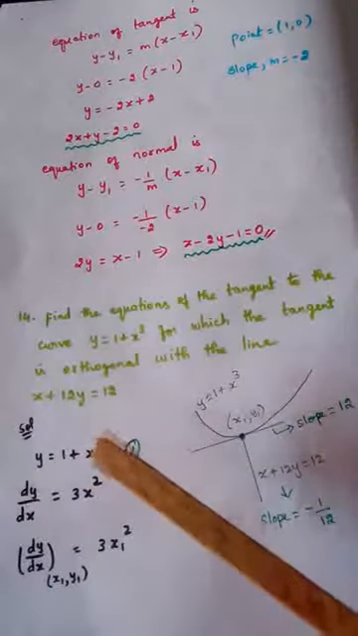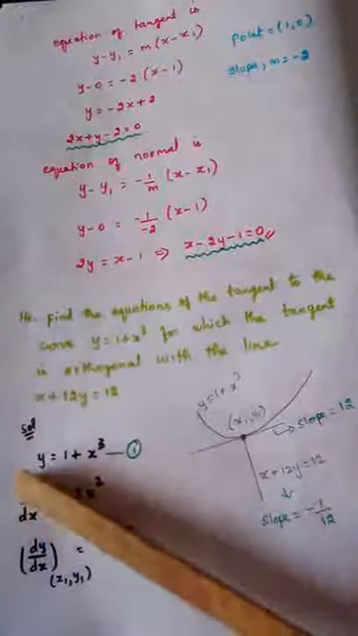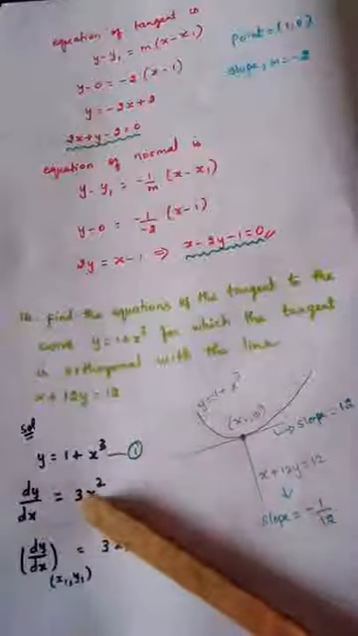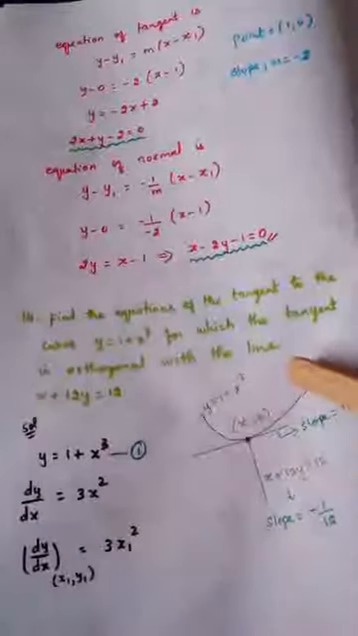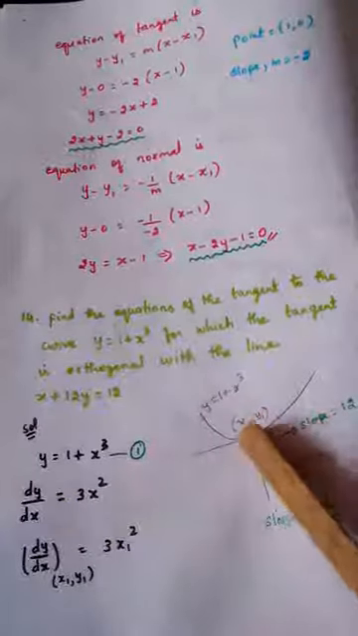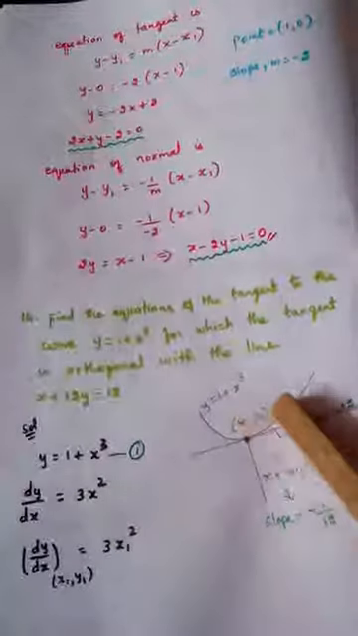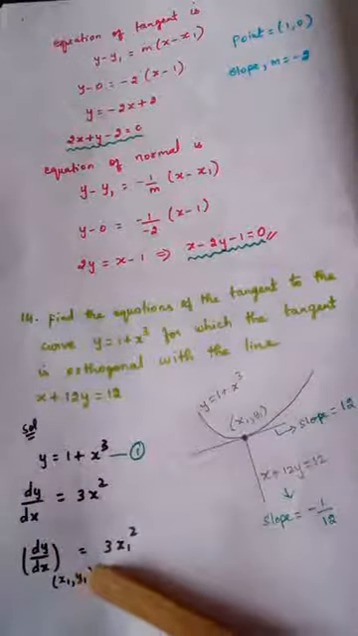If you look at the previous problem, I would have told you that this is called the general slope. Dy by dx equal to 3x square is called the general slope of this entire curve. For the entire curve, the slope is 3x square. But I want the slope at this point x1 comma y1. So next I am calculating the slope at this point x1 comma y1.